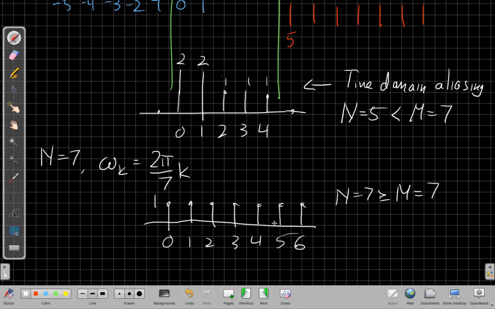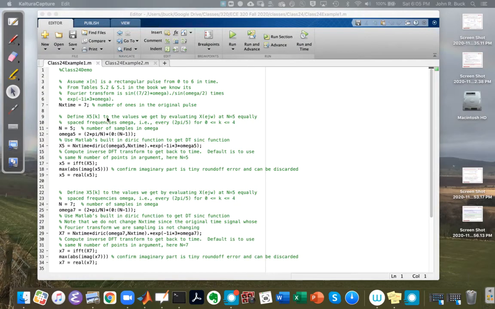I wouldn't want to do all this by hand with complex arithmetic, so I'm going to have MATLAB do it for me. So let's switch up here. Here's my demo. I'm going to assume I have that rectangular pulse from 0 to 6 in time. And using tables in the book, we have its Fourier transform like this. And again, this is the number of ones in the original pulse, which we'll call M, to be more accurate for what we're doing the way I described it here.